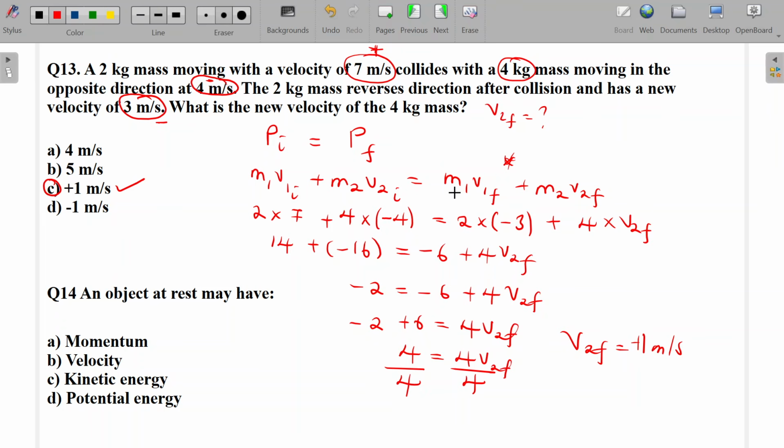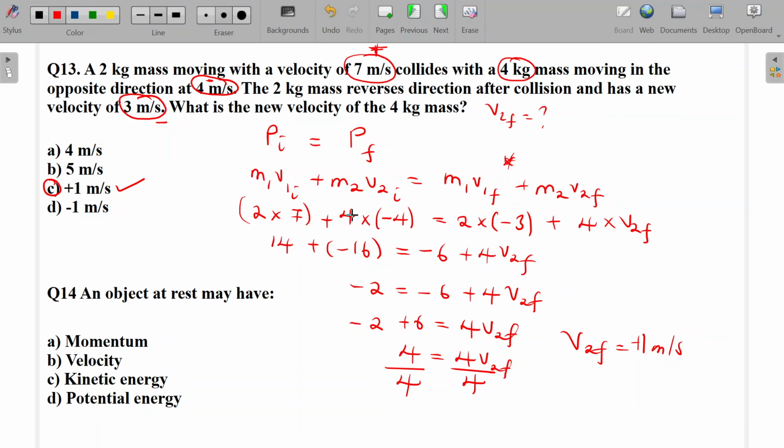Then after the collision, M1, which is 2 kg, changed direction. We know it was moving in the positive direction, but it changed to the negative direction, and its new velocity was 3, so it is negative 3. So then plus 4, and we don't know what this one is moving at. That's what they are asking us to find. After plugging in, I just simplified.